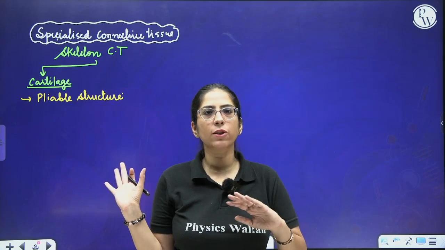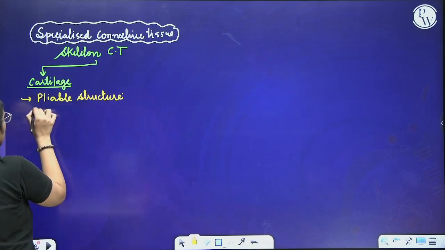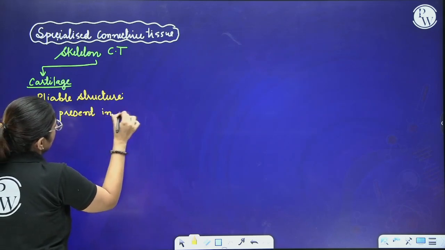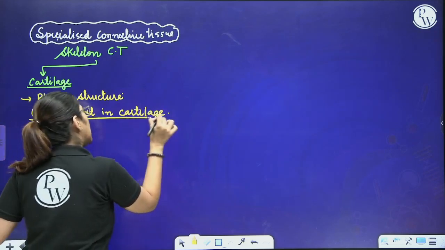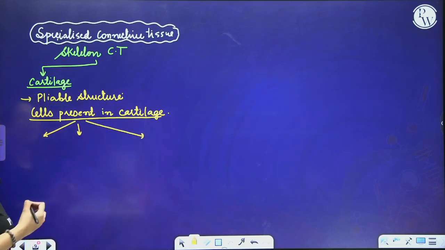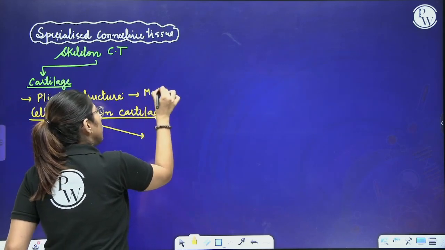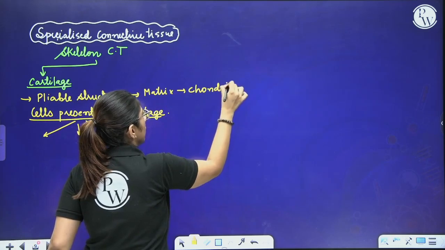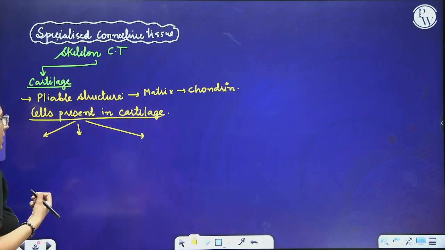So here in this case also, you will find some cells present. Now let's talk about the cells present in cartilage. In a cartilage, you will find three types of cells. Right? So here, the matrix which is present is termed as chondrin. Let's write that also. From C, cartilage, the matrix is termed as chondrin.